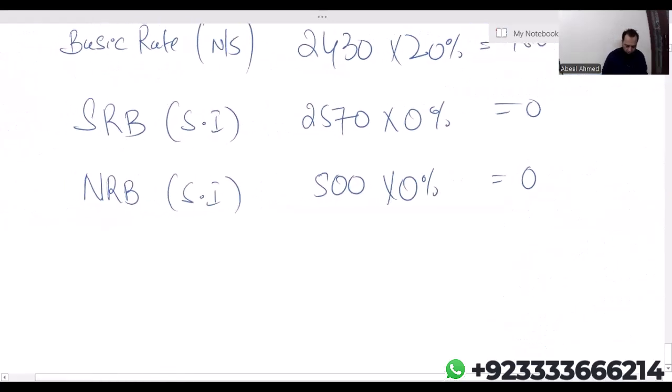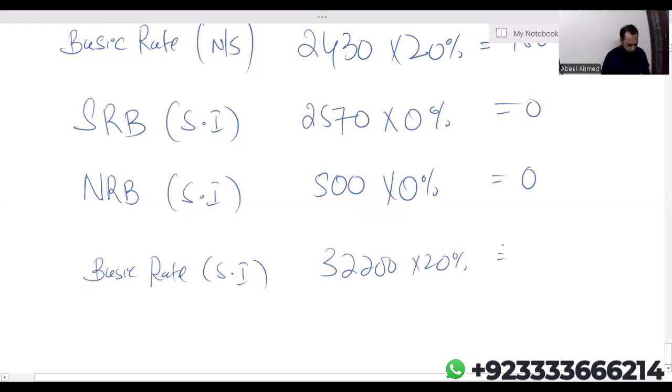So here comes the basic rate. Obviously, we are dealing with saving income now. 32,200, applicable rate is 20%: 6,440. Now we have to see how much saving income falls in high rate band.